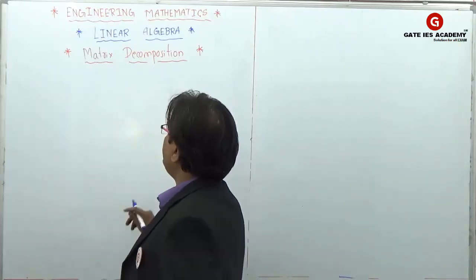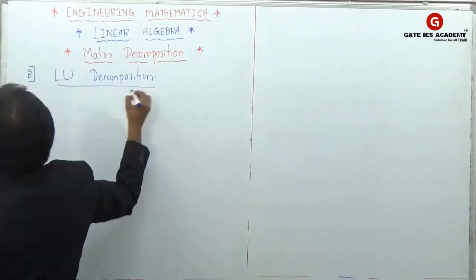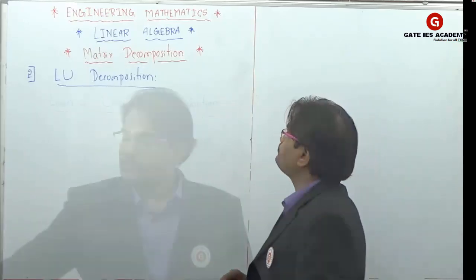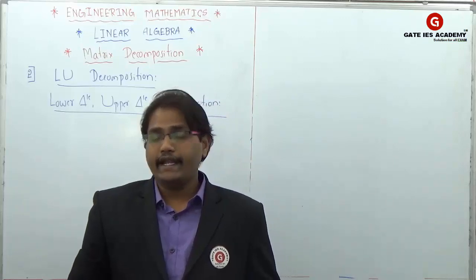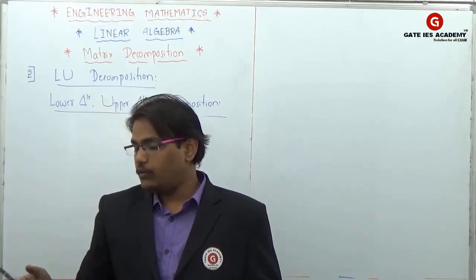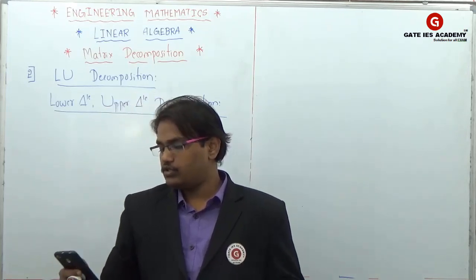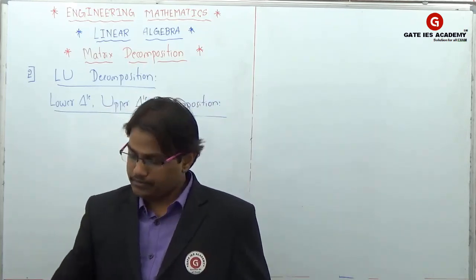So the second one is the LU decomposition, that is lower triangle and upper triangle. How do we write any matrix as the product of lower and upper triangle matrices? Let us take an example.